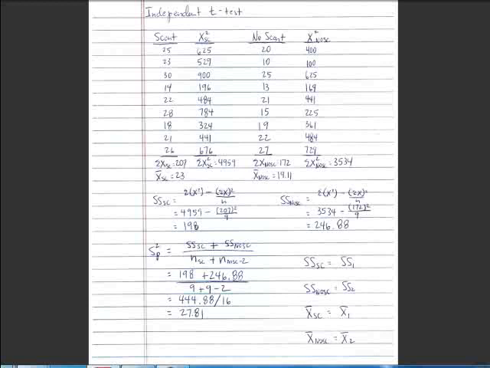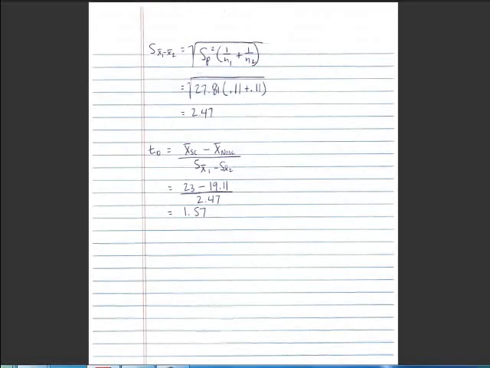Now, to make it a little bit easier, maybe I should have done this from the very beginning. I'm going to use SS1 for the scented group, SS2 for non-scented, X bar 1 for the scented mean, and X bar 2 for the non-scented mean. Some of these subscripts can get long and a little bit difficult to keep up with. So I think on this next page you're going to see the ones.